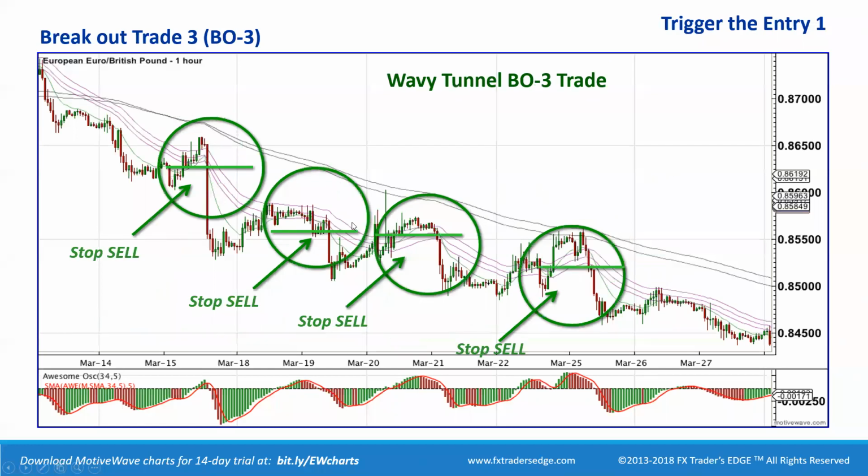But let's see triggering the entry. So in the first example, the price moves into the wave, and then once it comes back down through the wave, we can stop sell. And then down here as well, we let it do its thing into the wave, and then we stop sell below it. We let it do its thing, and we stop sell below it. So that we avoid this messy price action.